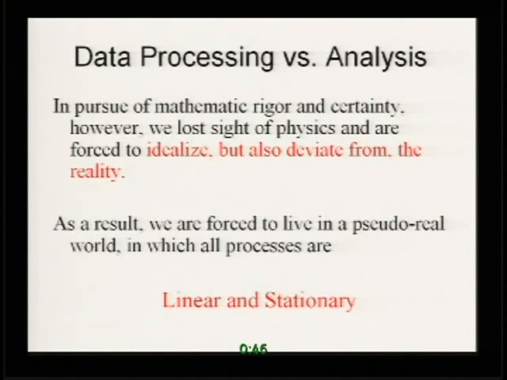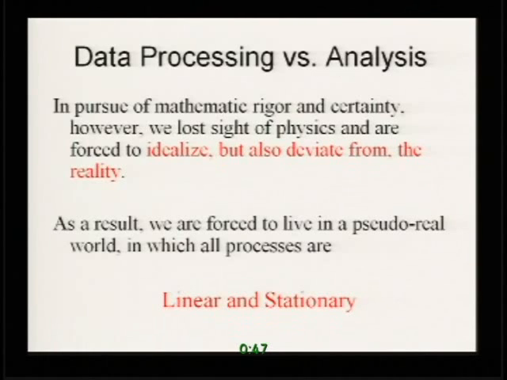We are also forced to idealize. That means in the natural world, we don't have the idealized space like a mathematician has. But in pursuit of that rigor, in pursuit of that certainty, we try to follow them. By pursuing this, we have to deviate from physics. And most of that deviation, especially in the data analysis world, has dramatic consequences.